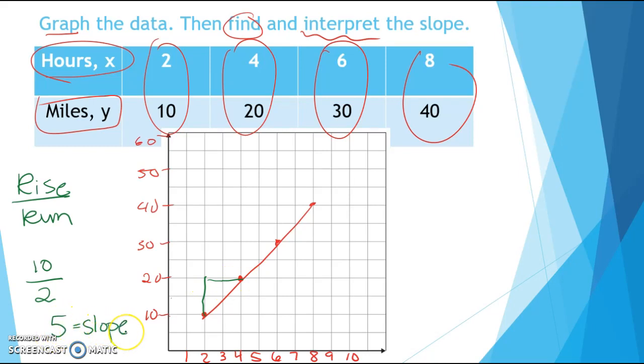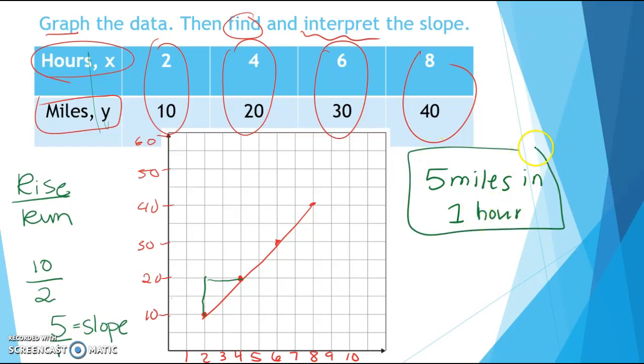Now we need to make sure we interpret that, meaning go back to what X and Y stand for. So rise is my Y. So if it's 5 over 1, this means 5 miles, since that's my Y, in 1 hour, since that's my X. So interpreting it is basically labeling your numbers. 5 miles in 1 hour.